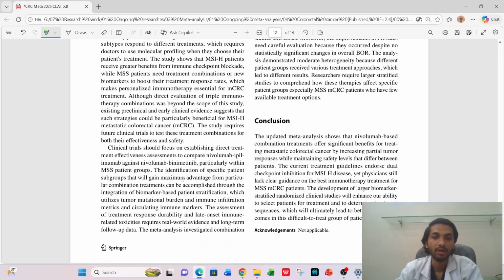And after that you have to write a conclusion, what your study has concluded. This updated meta-analysis has shown significant benefits, so you have to mention them. And if there is high heterogeneity, you have to mention that too. You also mention the development of large biomarker RCTs. So you are requesting large-scale RCTs to be done on it, so that there would be low heterogeneity and you would get the result with more precision. So this is all about the meta-analysis.